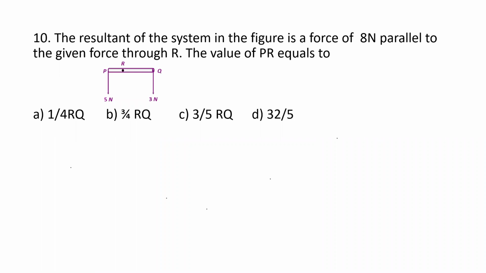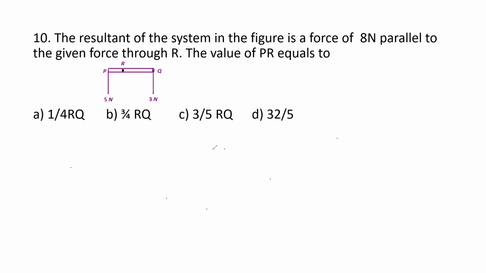the resultant of the system in the figure is a force of 8 Newton parallel to the force through R. The value of PR equals to. So here you can see the figure is given, the rod PQ is there, and its center is denoted as R. At one side, the force applied is 5 Newton, and at the other side, the force applied is 3 Newton. So we need to calculate the value of PR here by taking the moment of force about the point R.